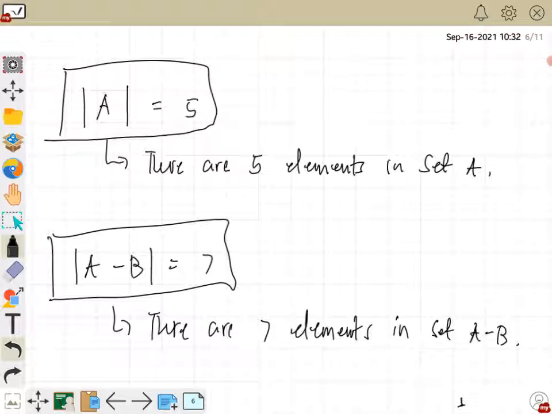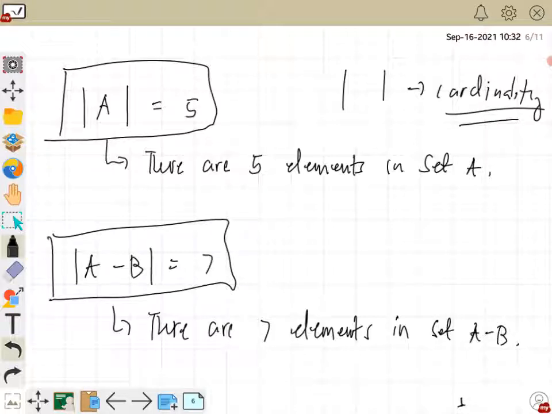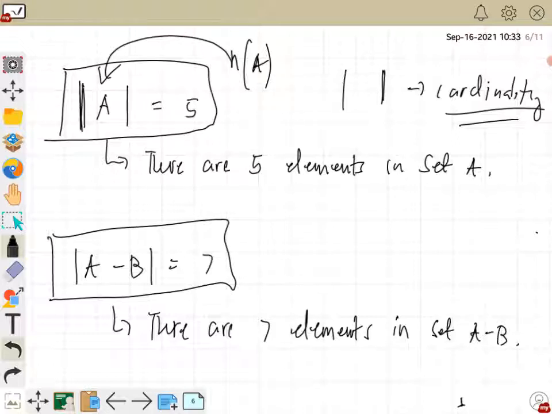Okay, so we have A here, enclosed with vertical bars. It means that there are 5 elements in set A. So the bar denotes cardinality. You know cardinality? Cardinality means the number of elements in a set. So in this case, there are 5 elements in A, suppose. So in |A minus B|, there are 7 elements in set A minus B. So that's how we mean it. Last time during our lesson 2, we also noted that n of A is the same as this. I think that is lesson 2 or lesson 3, about the finite sets.